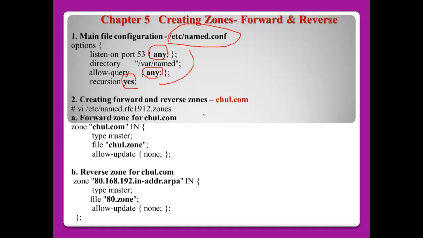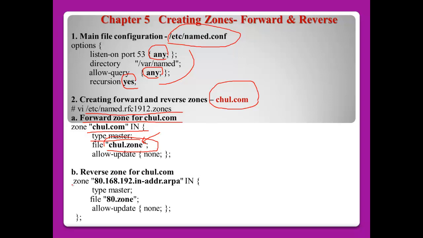And number 2, creating forward and reverse zones. In my case, the default domain is chol.com. So first, create the zones using this file, /etc/named.rfc1912.zones. Here, first the forward zone for this domain, in my case chol.com, and the type will be master. The file name, in my case, I decide like this, chol.zone. You can decide the file name as you want.